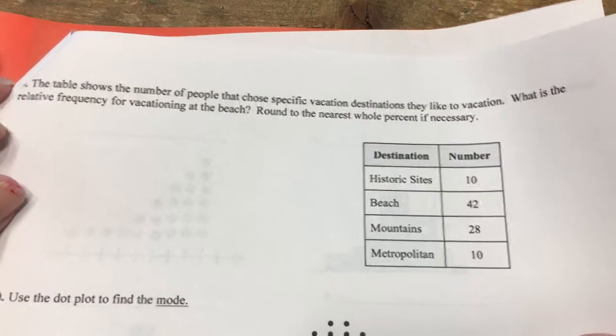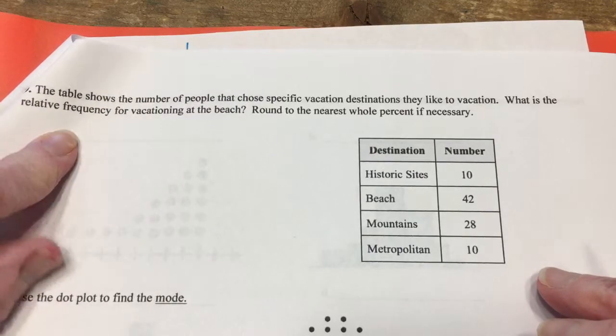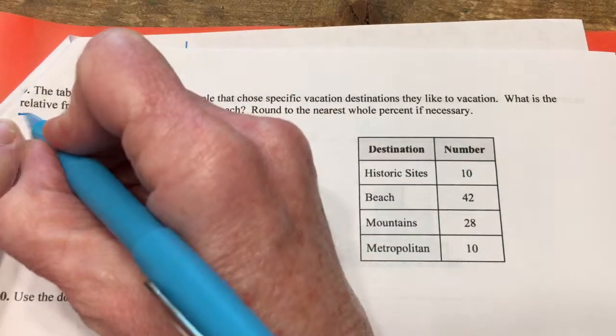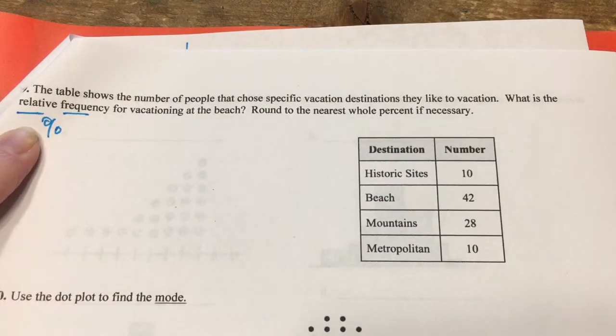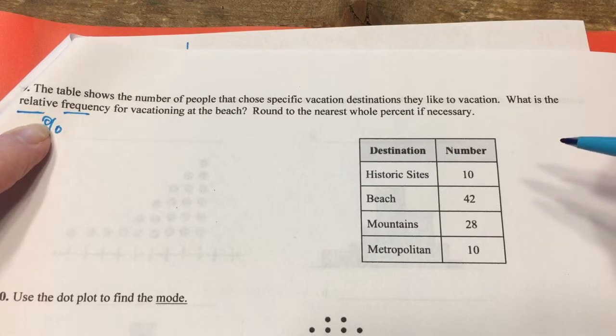The table shows the number of people that chose specific vacation destinations they like to vacation. What is the relative frequency for vacationing at the beach? Round to the nearest whole percent if necessary. So relative frequency is just asking you to find the percent. We use percents in percent bar graphs and circle graphs. This one, I'm just finding the percent.